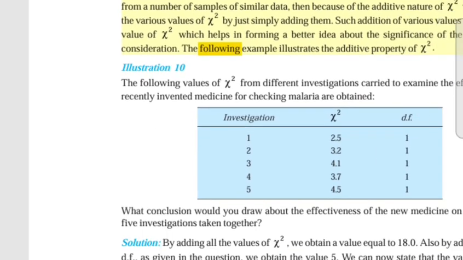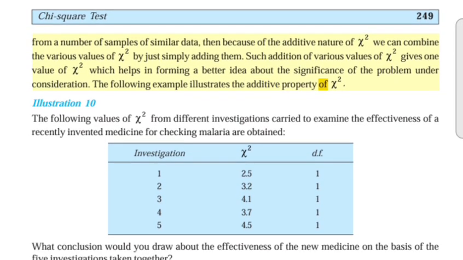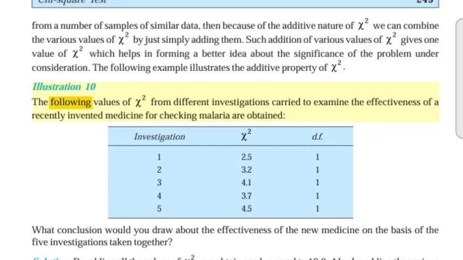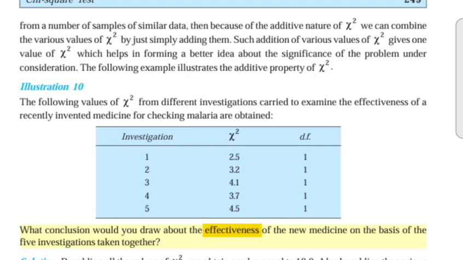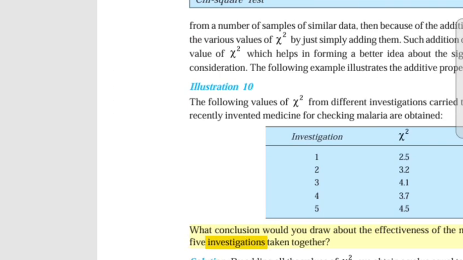The following example illustrates the additive property of Chi2. Illustration 10. The following values of Chi2 from different investigations carried out to examine the effectiveness of a recently invented medicine for checking malaria are obtained. Investigation 1, 2, 3, 4, 5; Chi2 values 2.5, 3.2, 4.1, 3.7, 4.5; D.F. 1, 1, 1, 1, 1. What conclusion would you draw about the effectiveness of the new medicine on the basis of the 5 investigations taken together?